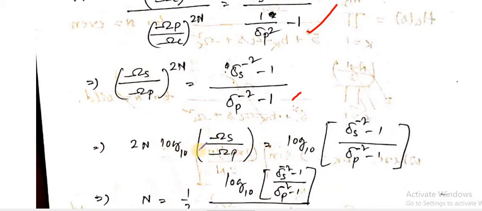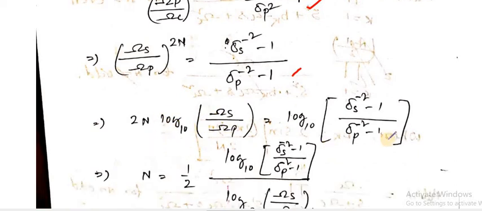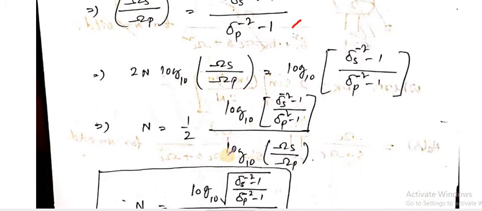From here, if we take the log of both sides, these are simple calculations, we can calculate N, the order of the filter. So the order of the filter is given by this formula. This is very important. You have to remember this formula.